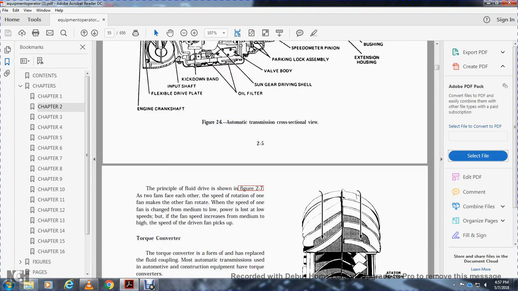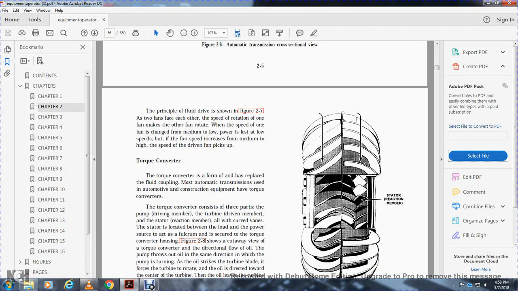The principle of fluid drive is shown in the figure, showing two fans, each with a rotating speed; one fan makes the other fan rotate. The speed of one of the fans is changed from medium to low. Power is lost at low speed, but if the fan speed increases to medium and high speed, the drive picks up, and this leads to the torque converter.